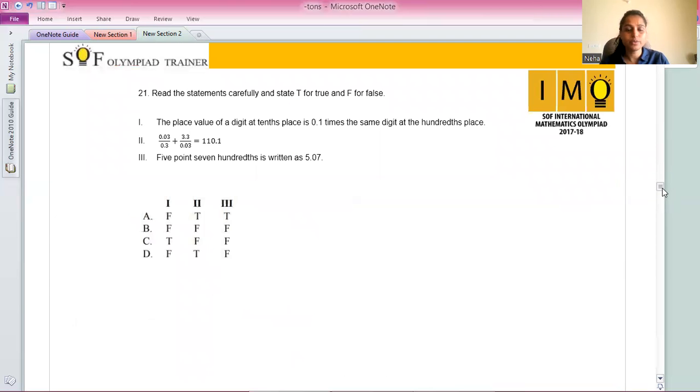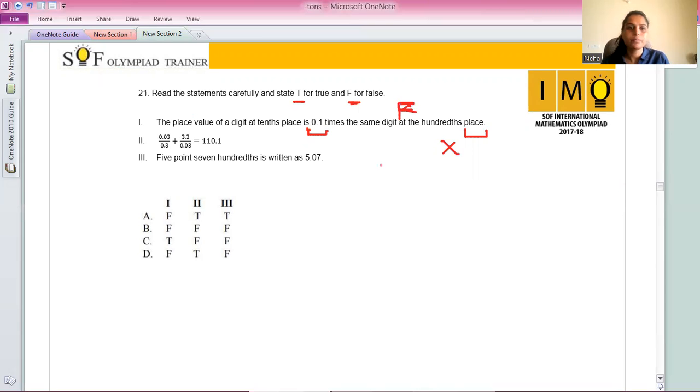Now the next one, question number 21. Read the statements carefully and state true or false, T for true and F for false. The place value of a digit at the 10th place is 0.1 times the same digit at the 100th place. No, it is not applicable for all numbers. So this statement is false, because the place value of a digit at the 10th place is 10 times the same digit at the 100th place. So this statement is incorrect.